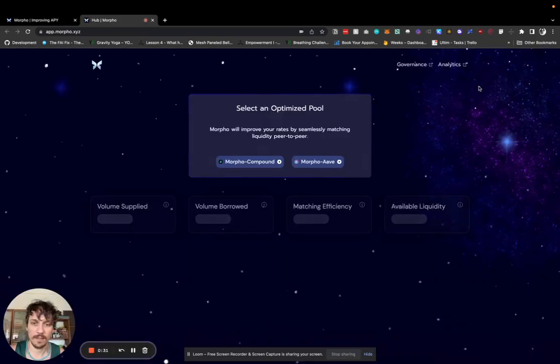So the first thing that I see here, I have to select an optimized pool. Morpho will improve your rates by seamlessly matching liquidity peer-to-peer. And I can choose between two pools, either the Morpho Compound or Aave. And then below, I would see volume supplied, volume borrowed, matching efficiency, available liquidity. So here I see the governance analytics.